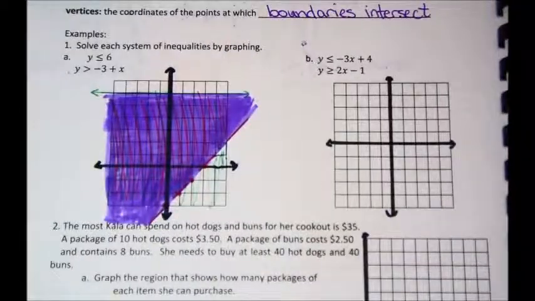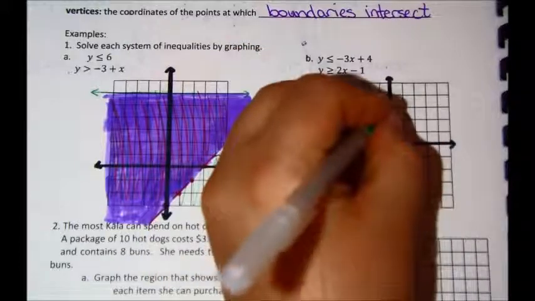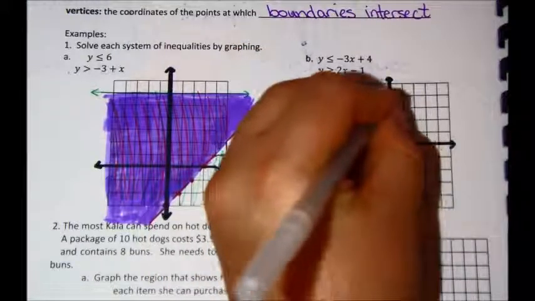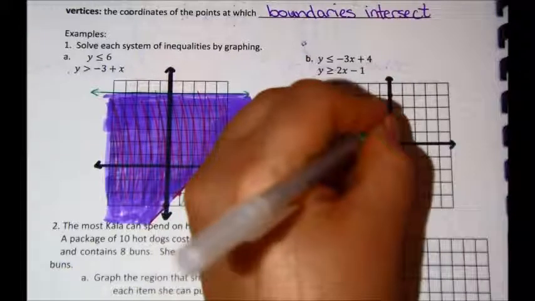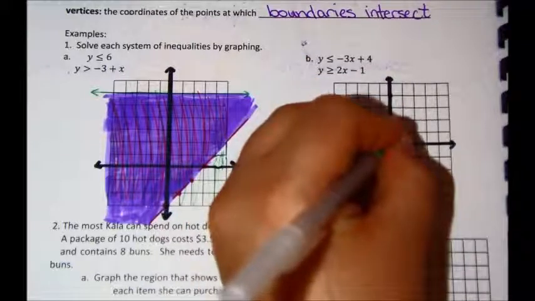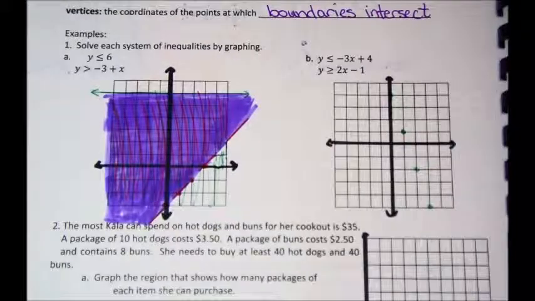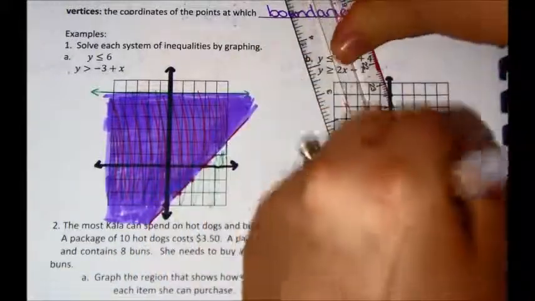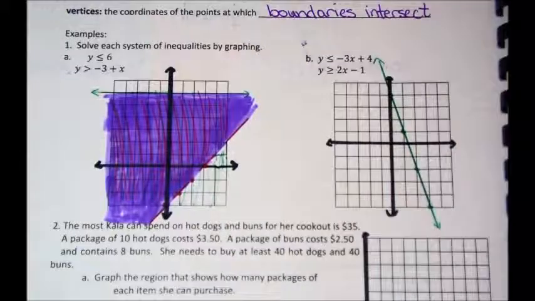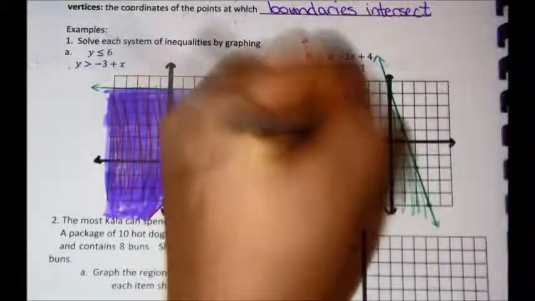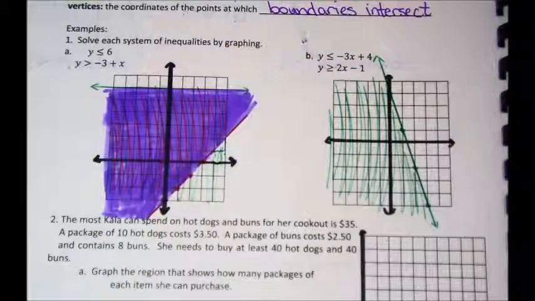Problem B. The first inequality has a y-intercept at 4, so we're going to go up 4 and put a dot. The slope is -3, so we go down 1, 2, 3, and right 1. We know that this is a solid line because it is equal to. It indicates that y is less than or equal to -3x plus 4, so I'm going to shade down. Remember, you can always pick a point to plug in.